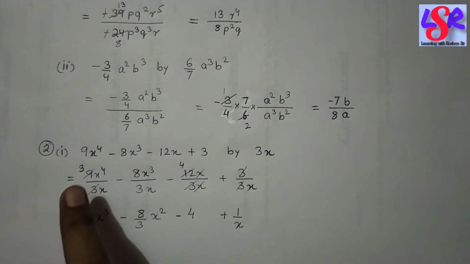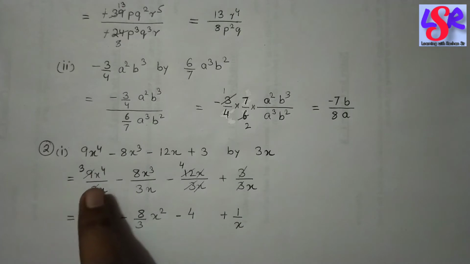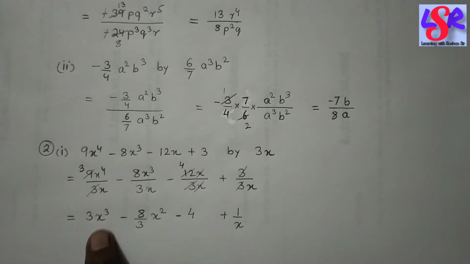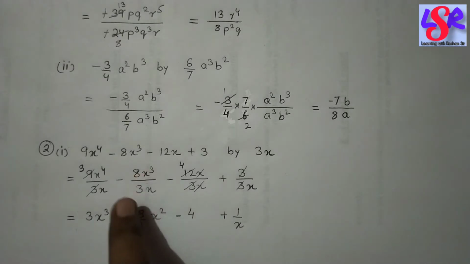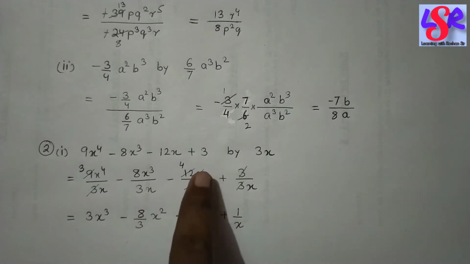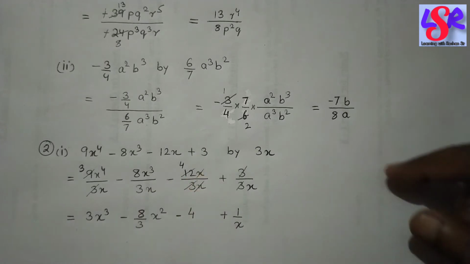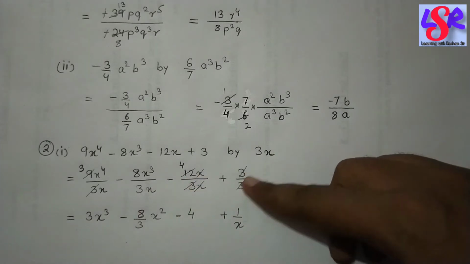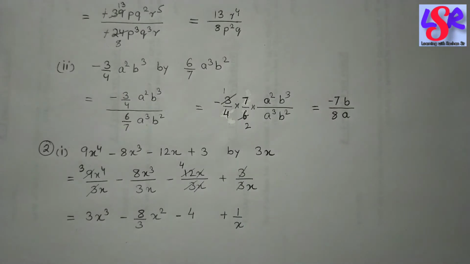Here we have reduced 9 by 3 and then x to the power 4 minus 1 we have got 3. Then similarly over here minus 8 upon 3 is just copied, and then x to the power 3 minus 1 we have got x square, and here 12 upon 3 we have got 4, and then x is cancelled out, and at last we have just cancelled 3 and we are left with 1 upon x. And this is the final answer for this question.